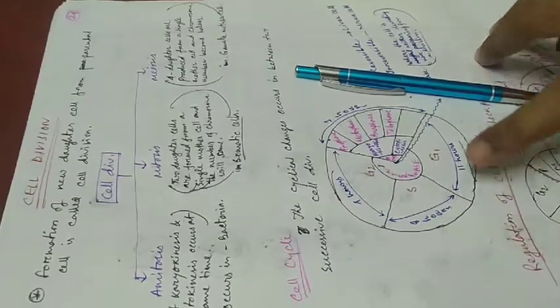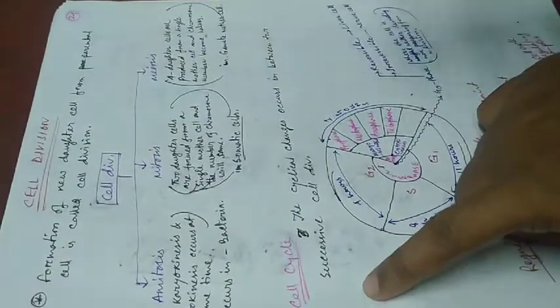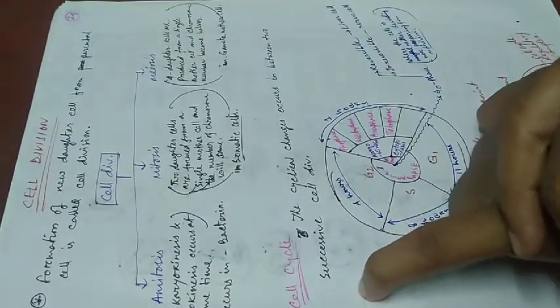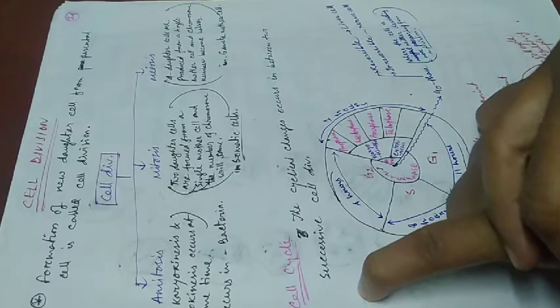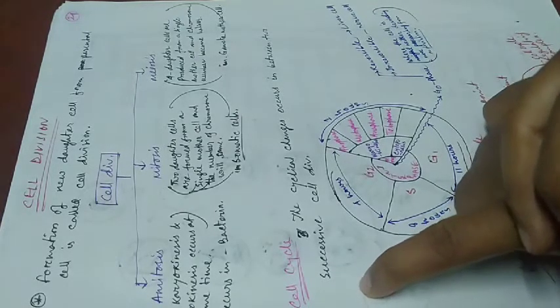Now, another supportive class for cell division. Cell division is the formation of new daughter cells from pre-existing parental cells. We can also classify cell division into three groups: amitosis, mitosis, and meiosis.